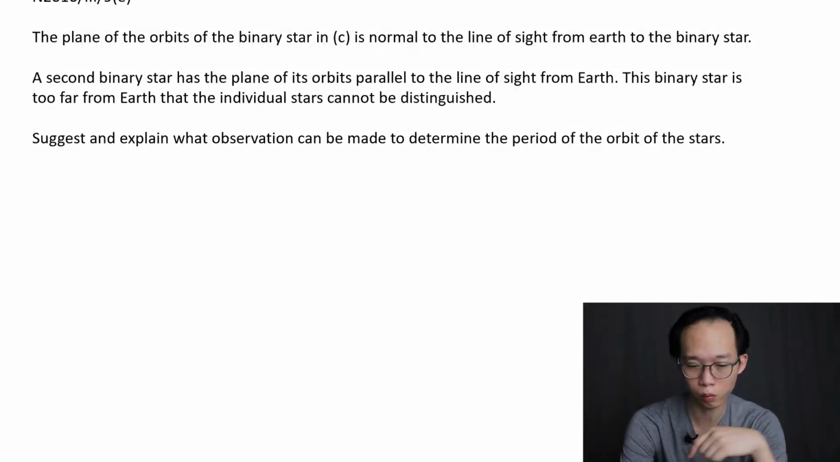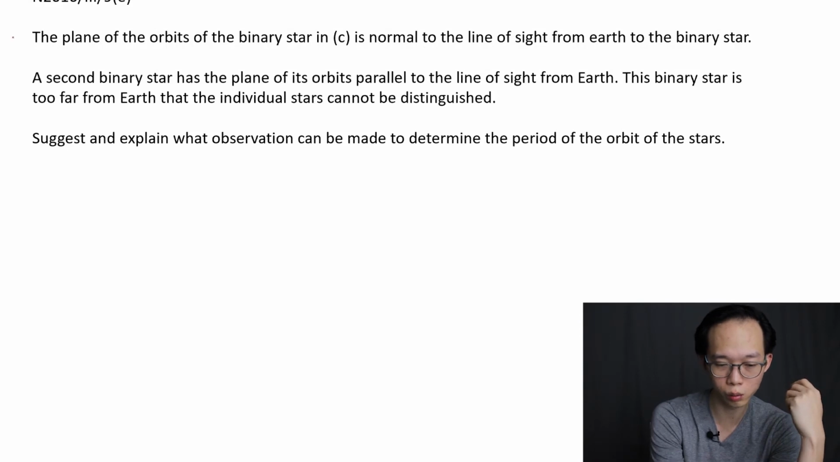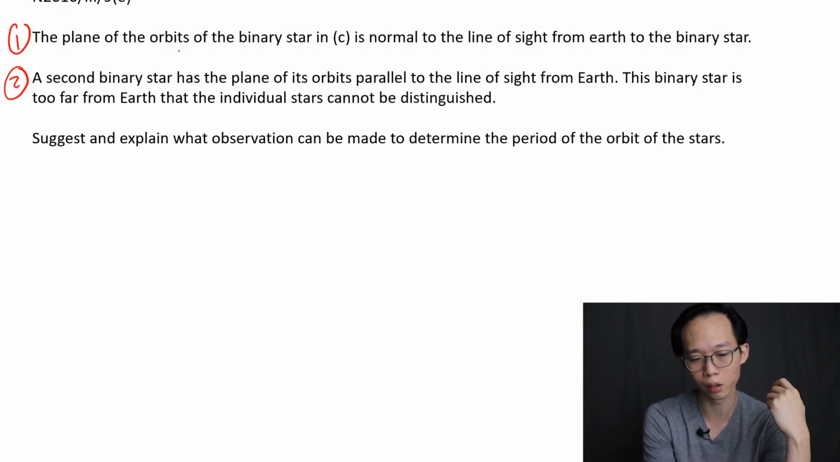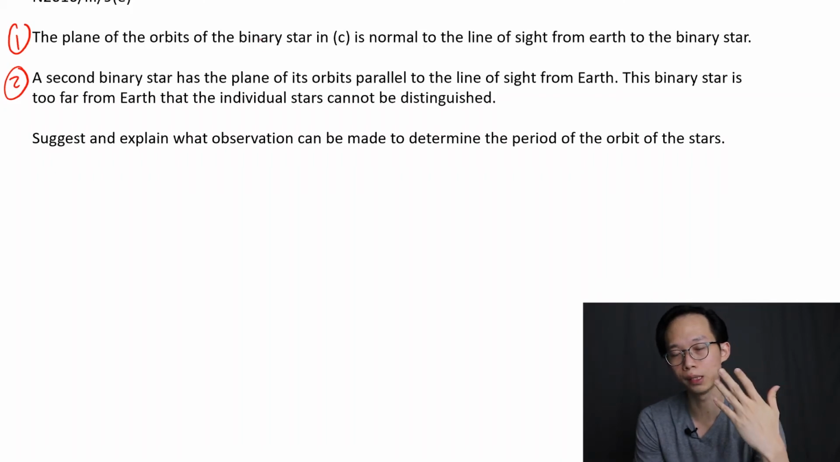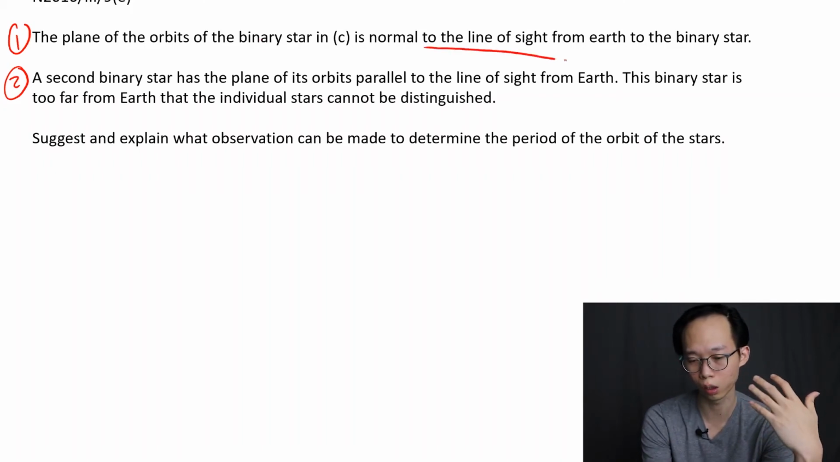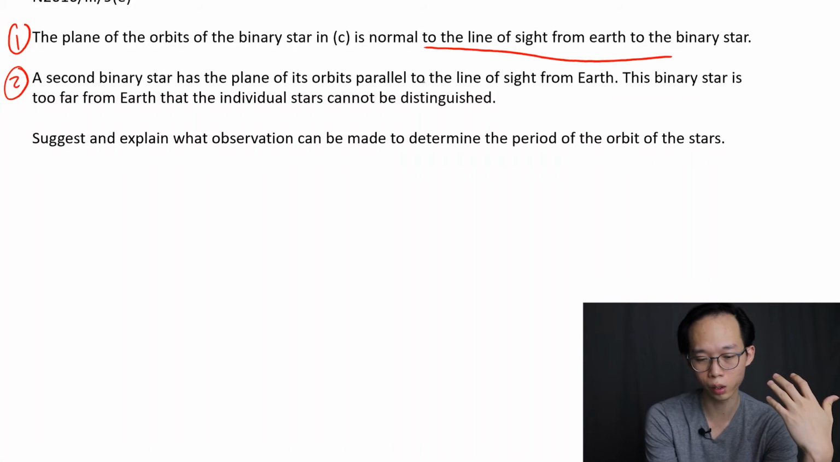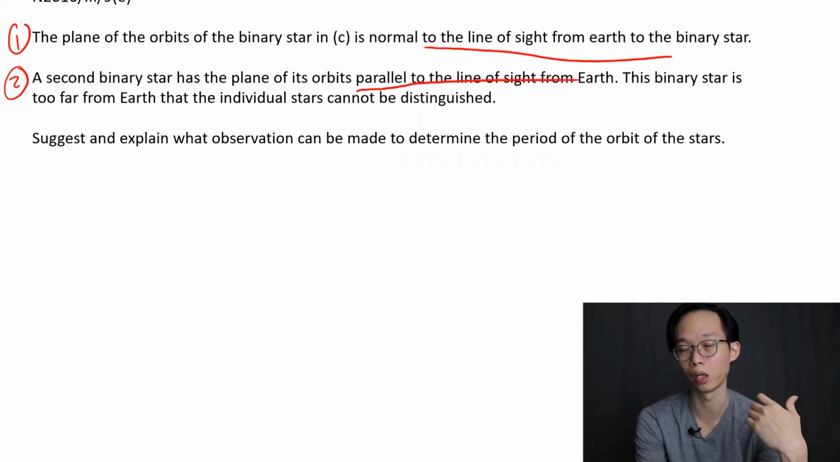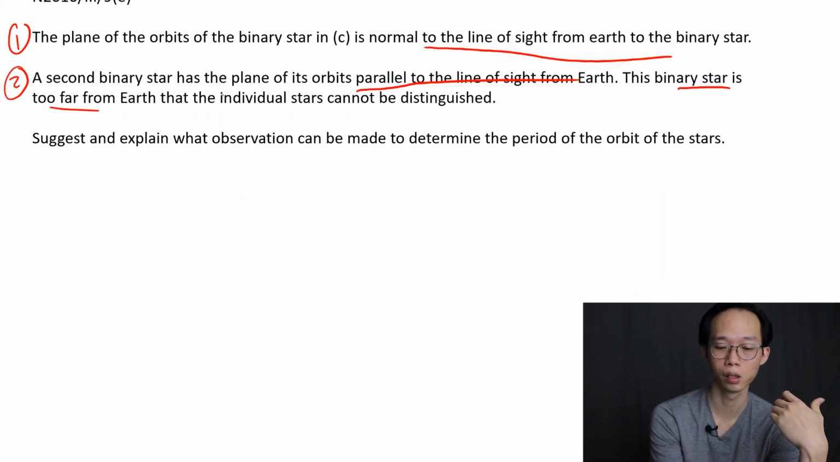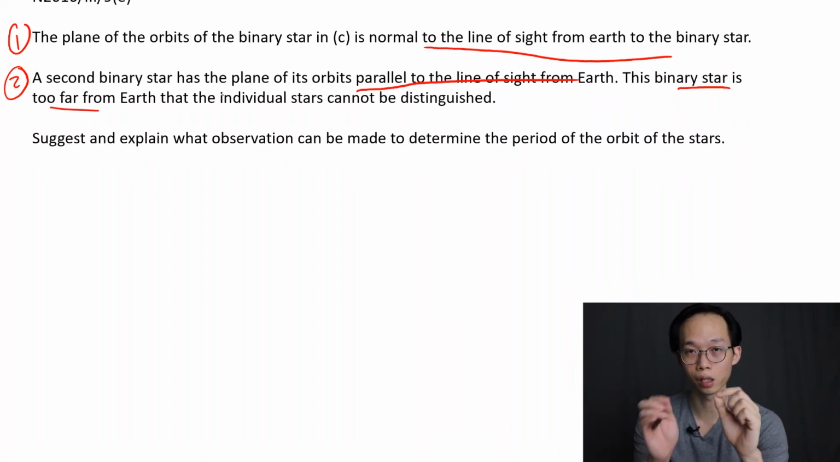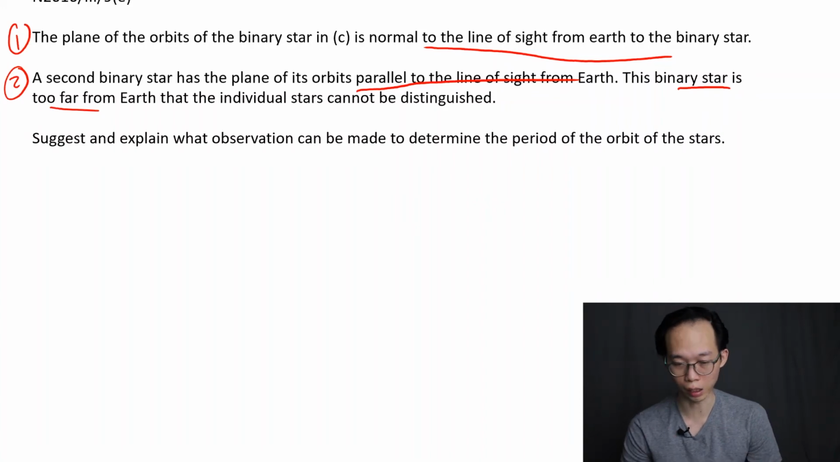In this question, we are given two situations. In the first situation, we have a binary star where the plane of orbits is normal to the line of sight from Earth, and in the second one, the plane of orbits is parallel to the line of sight. Not only that, the binary star is also too far from Earth such that the individual stars cannot be differentiated. What does this mean? I'm going to show you in the next slide.